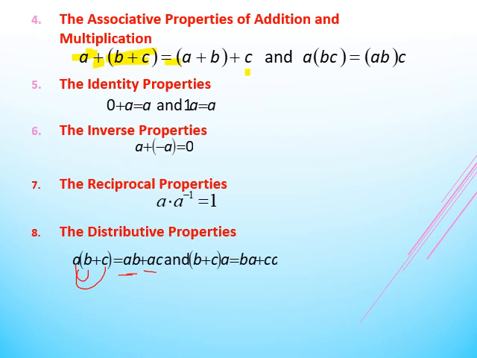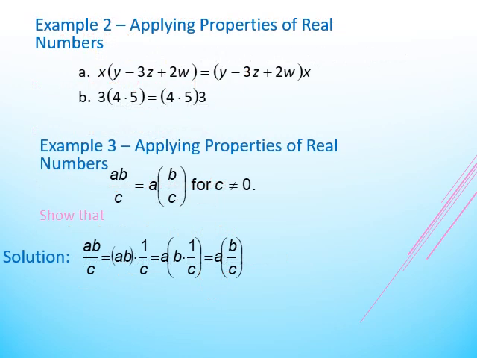And the same for the multiplication. If we have P plus C multiplied by A, we can multiply it as AP plus AC. Now let's apply some properties for real numbers with these examples.